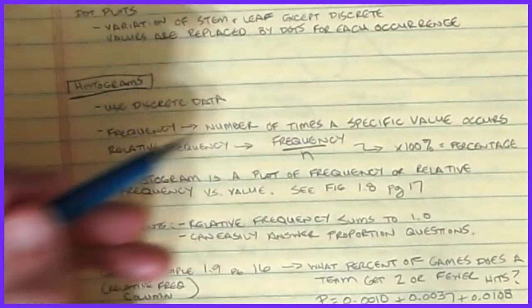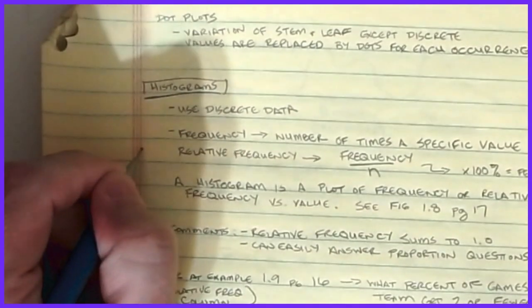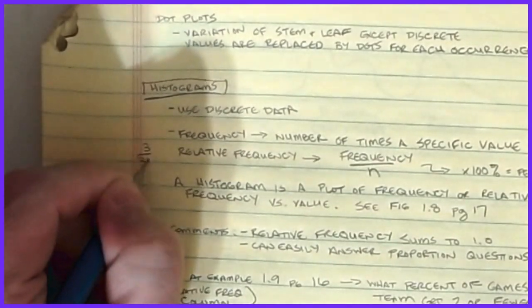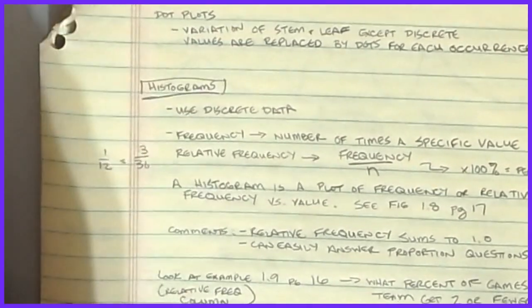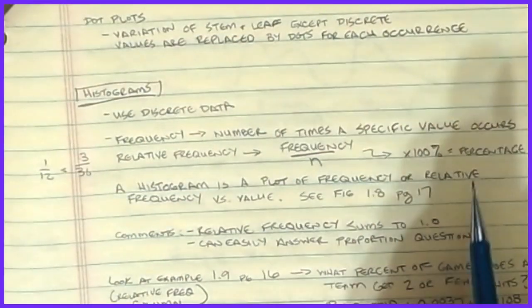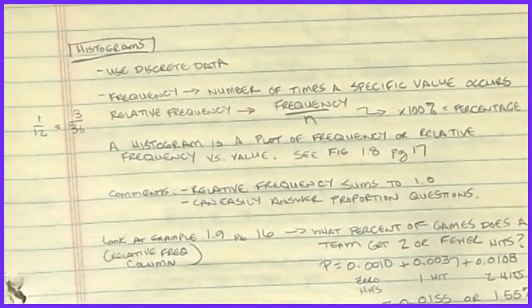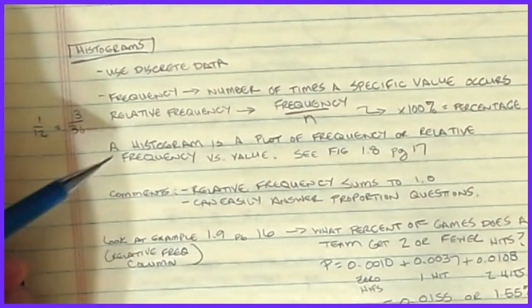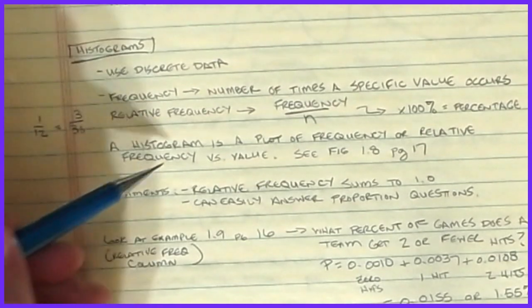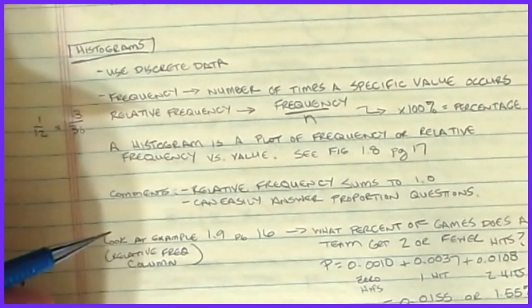So the number of times that 40 showed up in my last example was 3 40s over 36. This is a 1 in 12. Then I can multiply that by 100, and that becomes our percentage of the time that the number 40 showed up in the data. Now, a histogram is a plot of frequency or relative frequency versus value.